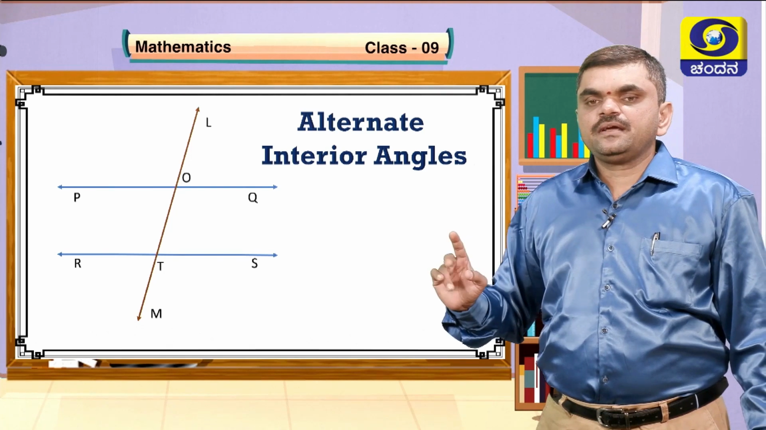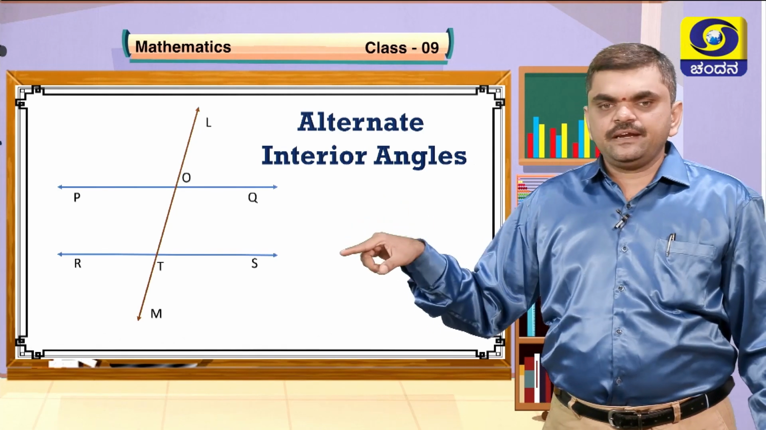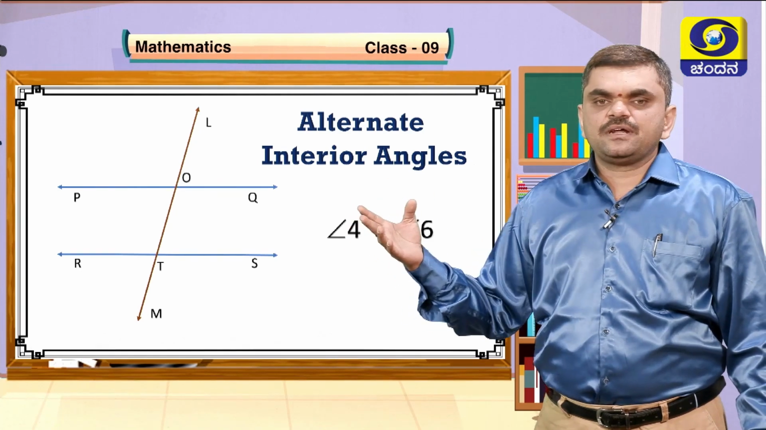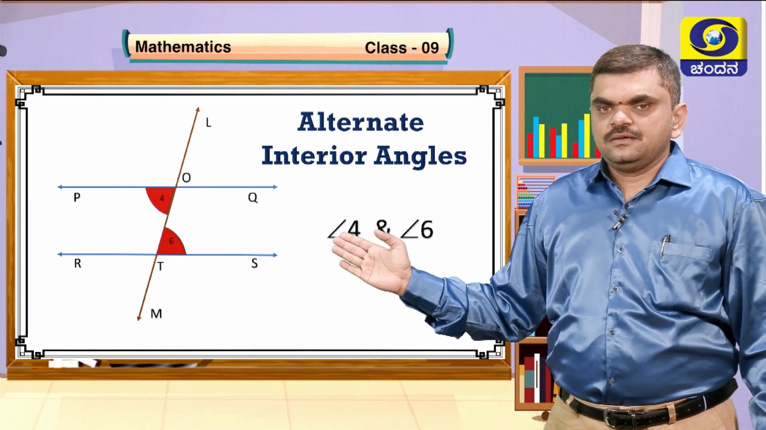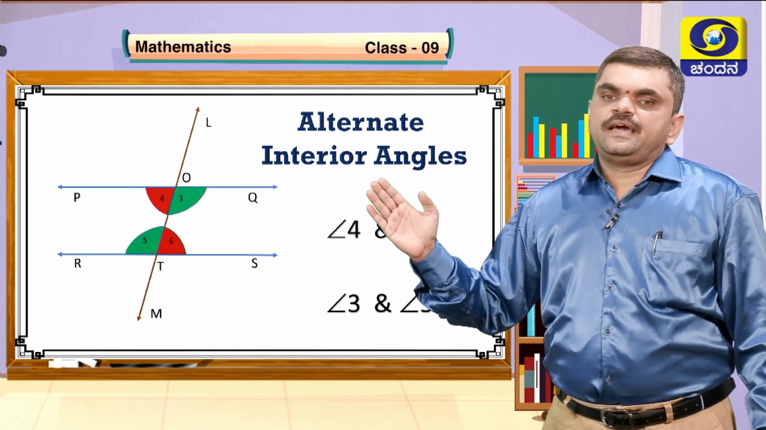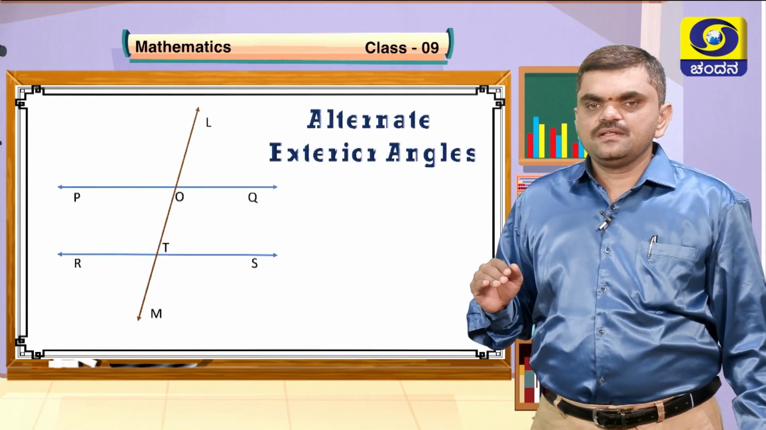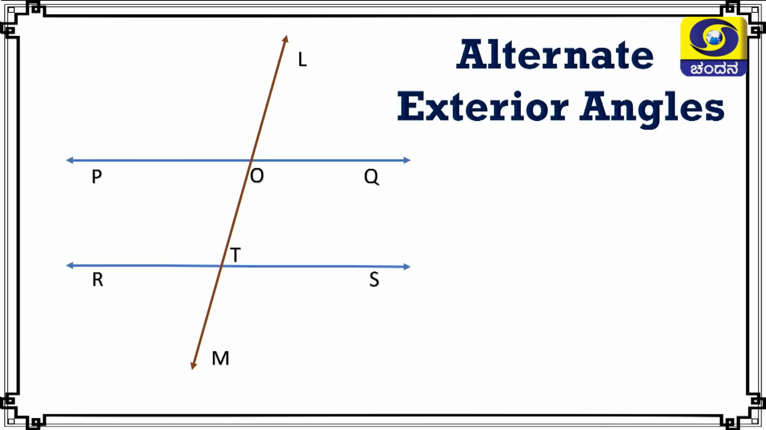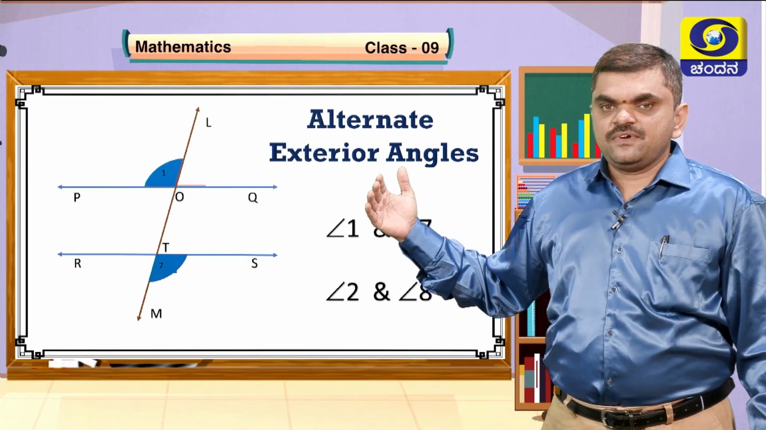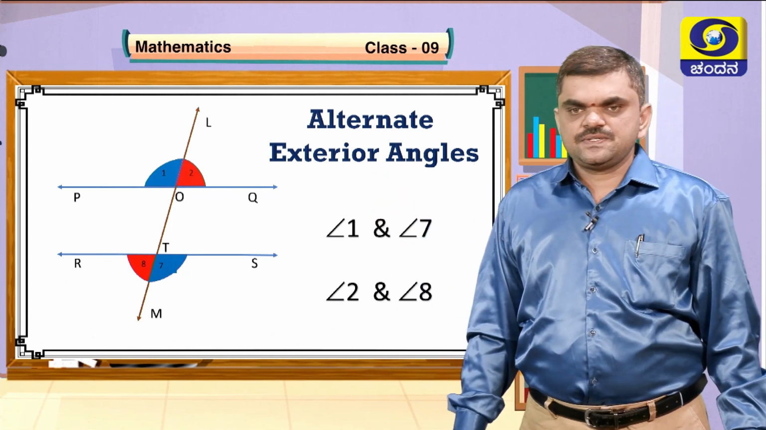Now, alternate interior angles. You know what interior angles are? Now, we are finding alternate interior angles, you can easily understand, that is angle 4 and angle 6. In the same way, angle 3 and angle 5, these are the alternate interior angles, children. Now, alternate exterior angles, you already know which are exterior angles here. Exterior angles 1 and 7 are alternate exterior angles. In the same way, angle 2 and angle 8 are alternate exterior angles, children.